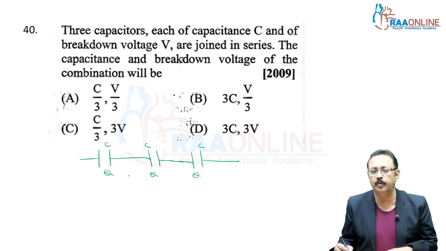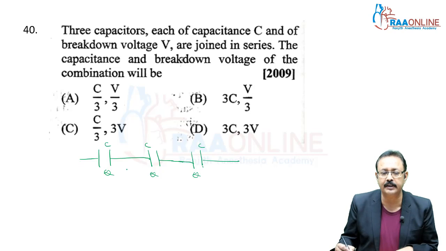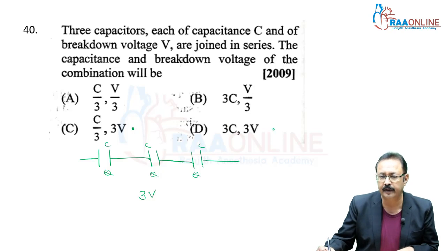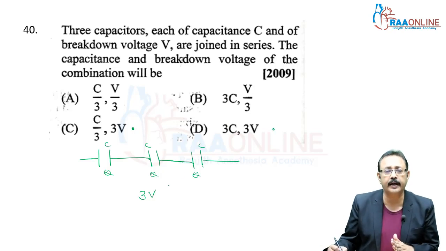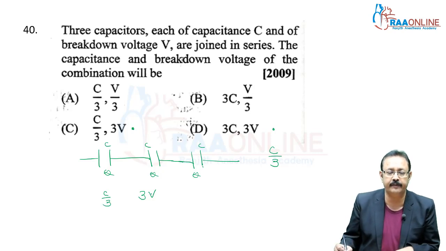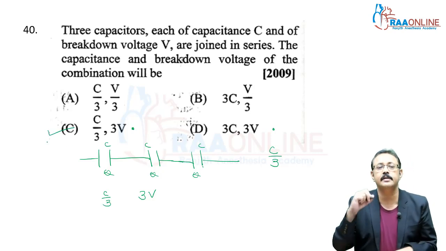It means up to V it can hold. So the breakdown voltage for this system is 3V. 3V is given in 2 options. Either C is correct or D is correct. What is the total capacity now since you joined in series? The 3 have equal capacity, so net capacity should be C by 3. So net capacity is now C by 3 and breakdown voltage is 3V. So we are going with option C.